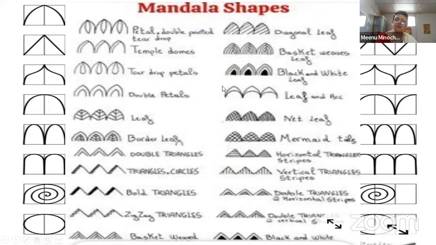They have different names also. Like the petal form, the double one, teardrop inside it. Then you have temple domes, again teardrop in a different way. Then double petals, then leaf design comes, border leaf comes, double triangles.